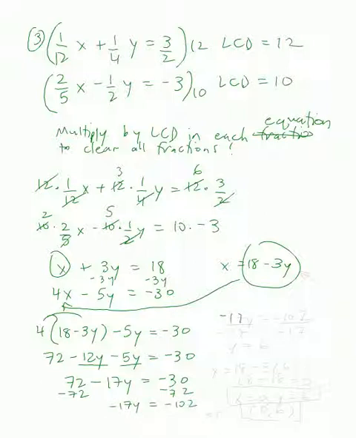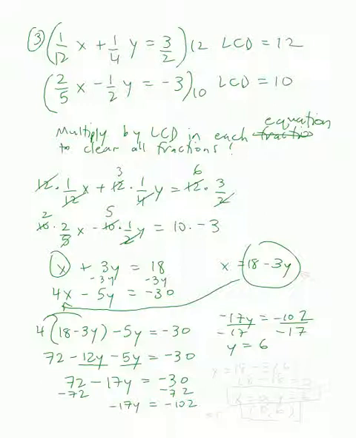Let me go ahead and rewrite it up here. So if I divide both sides by negative 17, I actually end up with positive 6.